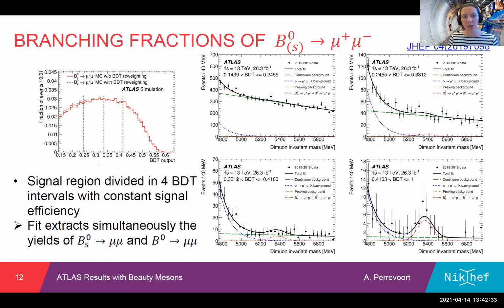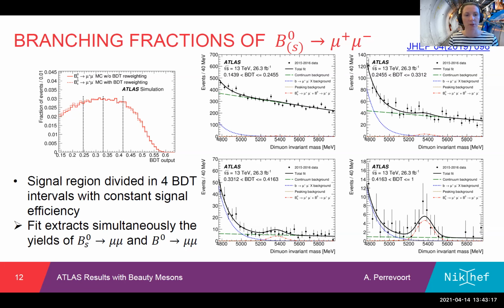And the BDT output is then used to subdivide the signal region. We have defined 4 intervals in BDT. Each of these intervals has a constant signal efficiency, but of course, at lower BDT values, we have much more background than at higher BDT values. This you can also see in the plots of the dimuon invariant mass. They are ordered by increasing BDT intervals. While in the first ones it's basically only background, in the higher BDT intervals the signal is nicely visible.